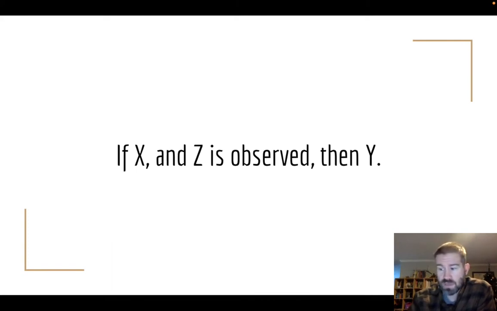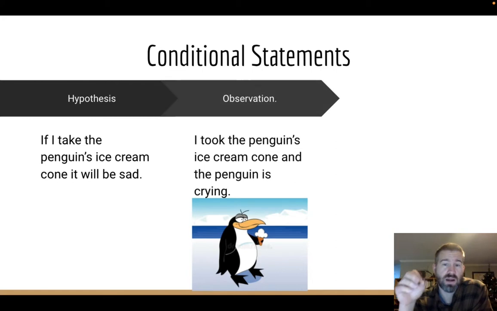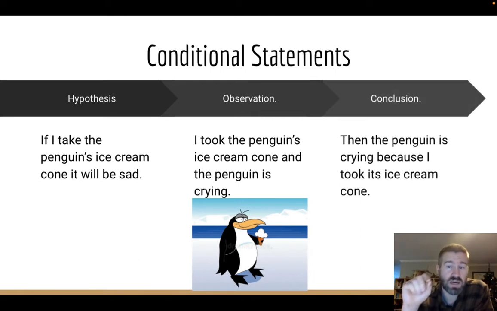Another way to think about this is if X, so if there's something and I see something else, then Y must be true. So what does that mean? Let's take a look at a very serious example. If I take the penguin's ice cream cone, then it will be sad, right? That's a conditional statement. That's an if-then. Now, my observation is I took the penguin's ice cream cone and the penguin is crying. Then my conclusion is it is crying because I took its ice cream cone. So there seems to be a direct causation here, something that has caused something else.